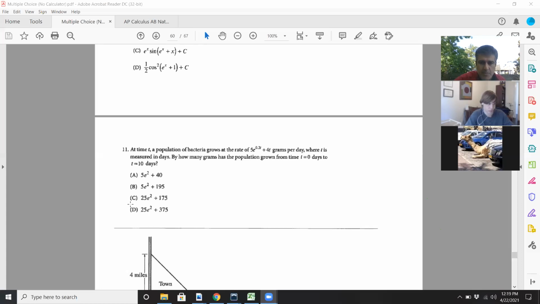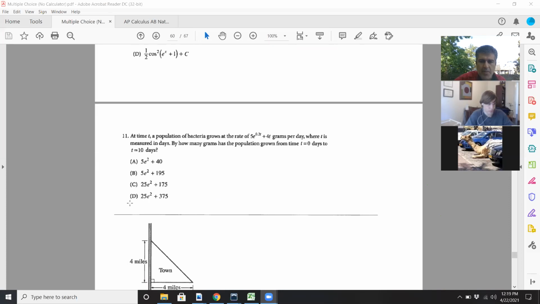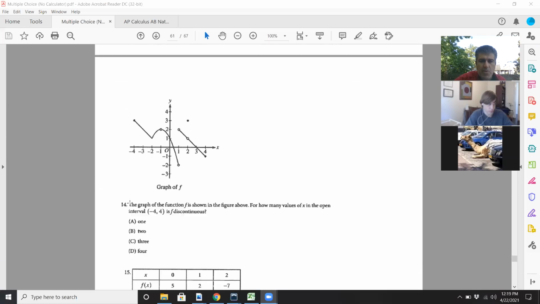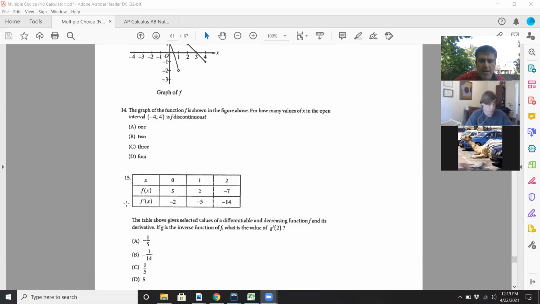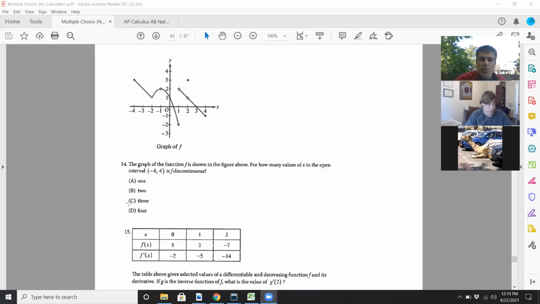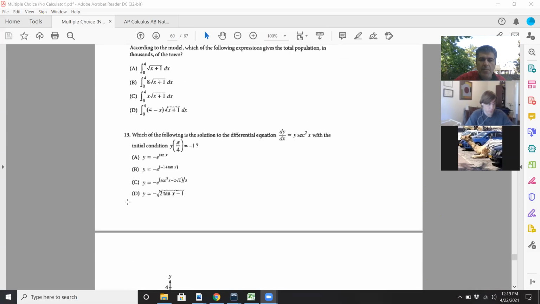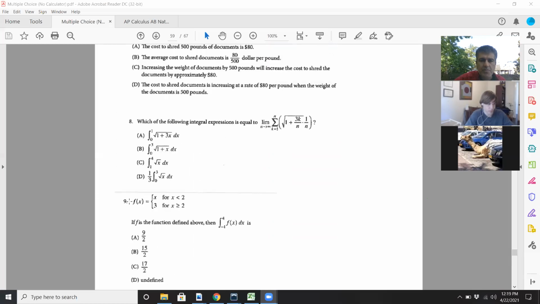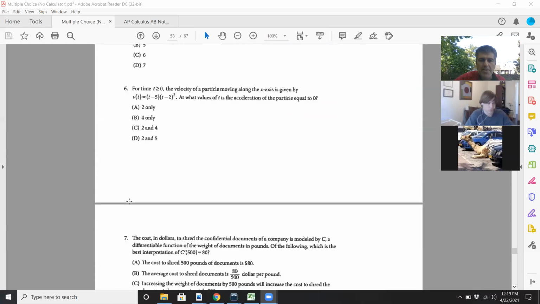11, that's also going to be an integral, I believe. Yes. 12 is an integral. 13 is differential equations. 14 is about continuity. And 15 is about derivatives of inverse functions. So for D period, the problems that you probably would want to focus on would be 14 and 15, and probably 6 and 7. So at least try those.